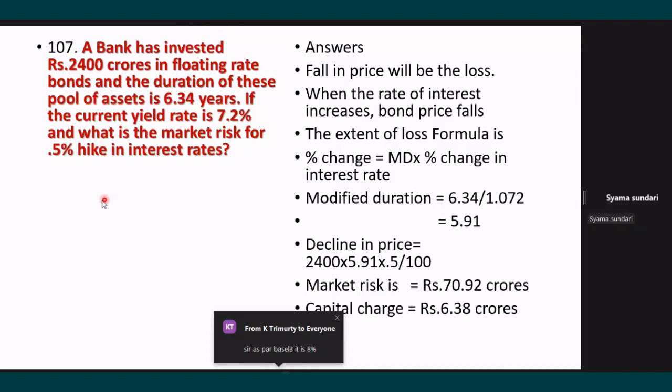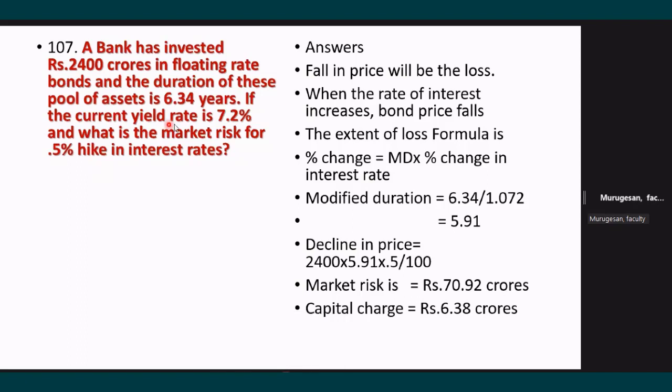Formula percentage change and decline in price are one and the same. Sometimes instead of hike, they will say increase in market interest rates. Hike and increase are both the same. Sometimes instead of 0.5, they will say 50 points, 40 points, 20 points. My doubt is not that. In the formula, percentage change is equal to what you have written, but while calculating decline in price, you were writing differently, so I got confused.